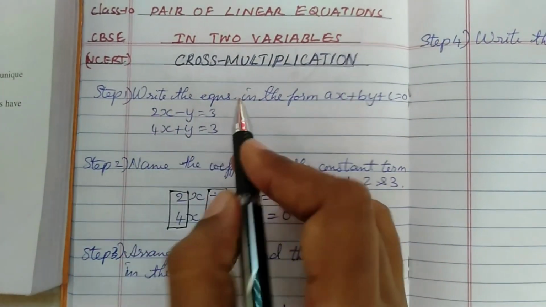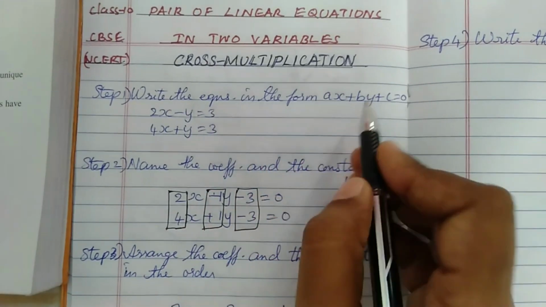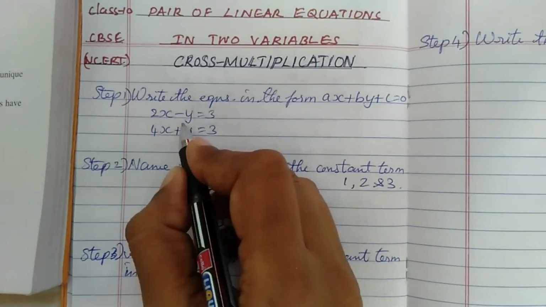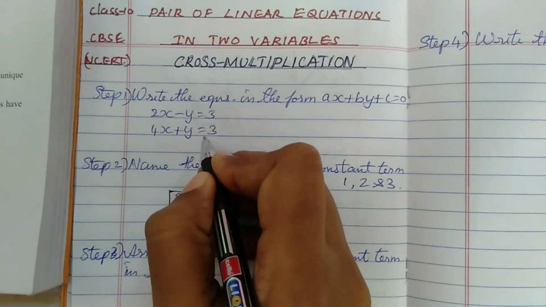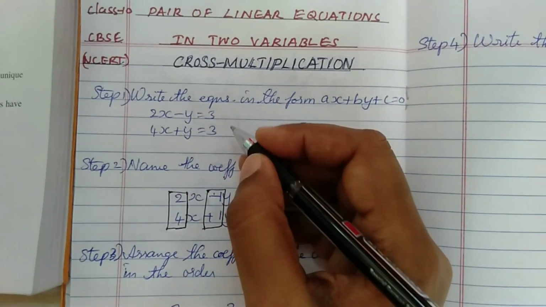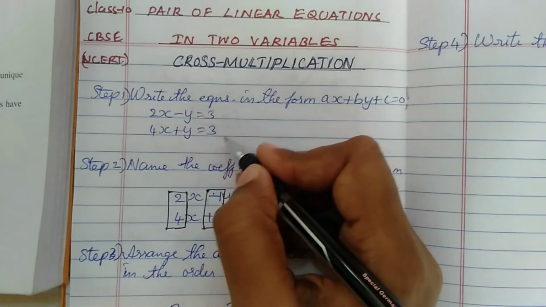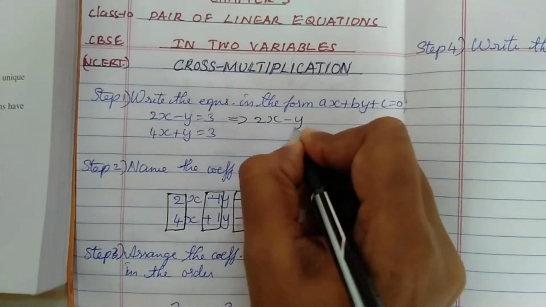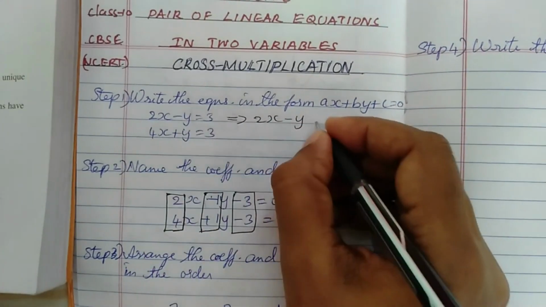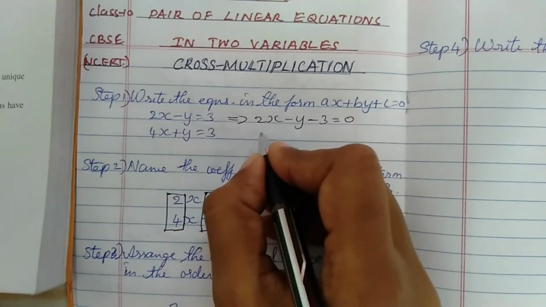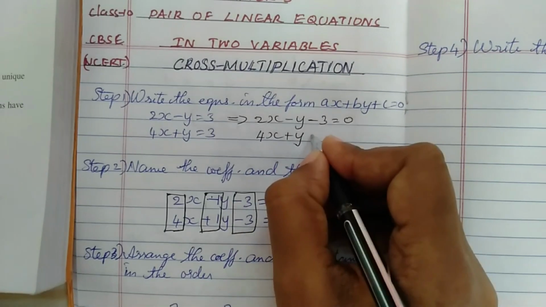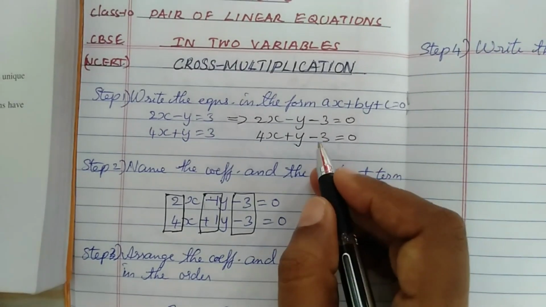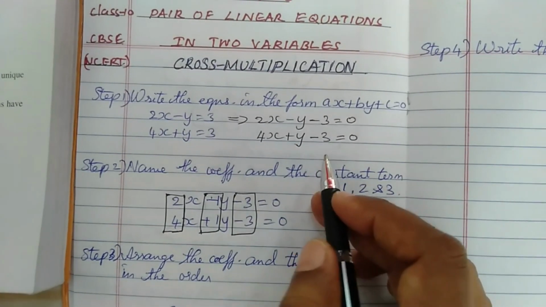Step 1 says to write the equations in the form ax plus by plus c is equal to 0. For example, we have the equations 2x minus y is equal to 3 and 4x plus y is equal to 3. Here you can see that your third constant term is on the right hand side. You will have to move it to the left hand side. So this will become 2x minus y, your plus 3 will move to the left hand side and become minus 3, is equal to 0. In the same way here, 4x plus y, your plus 3 will move and become minus 3, so minus 3 is equal to 0. This is how you will be doing. So all your 3 terms will be on your left hand side.